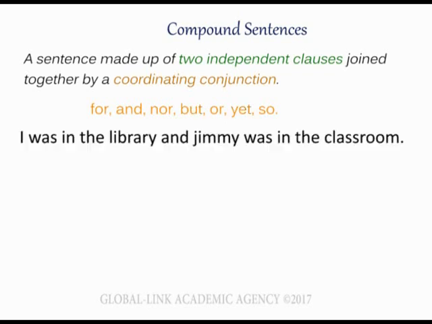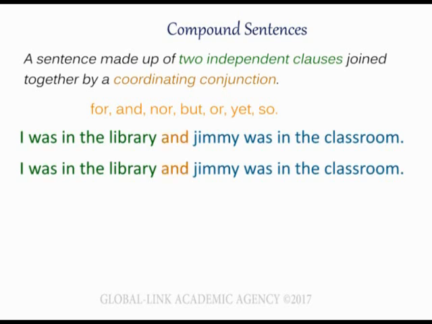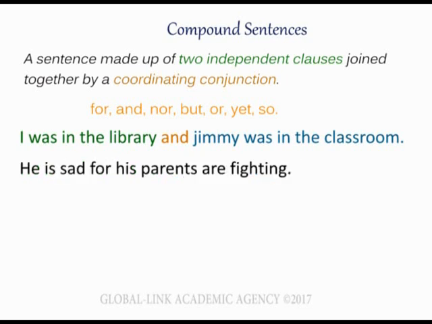Examples: I was in the library and Jimmy was in the classroom. The two independent clauses in this sentence are I was in the library and Jimmy was in the classroom. They are joined together by the coordinating conjunction and. Another one, he is sad for his parents are fighting. The two independent clauses here are he is sad and his parents are fighting. They are joined by the conjunction for.